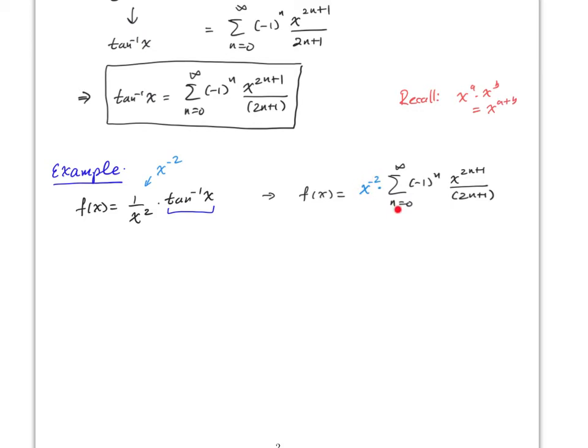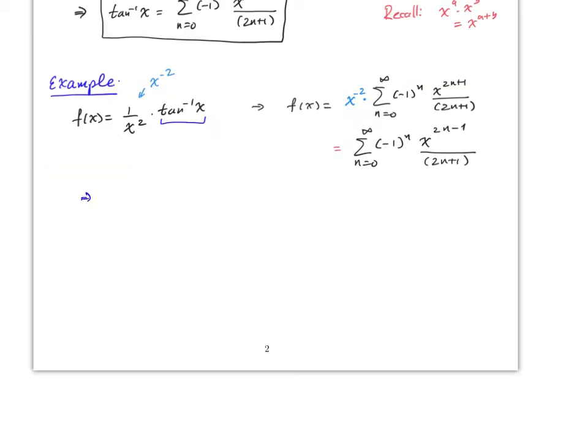Notice that the summation is with respect to n, not with respect to x. So you can put this inside and simplify, and this will give you the summation from n equals 0 to infinity of minus 1 to the n times x to the 2n minus 1. How do we get that? Well, 1 minus 2, using this rule, is minus 1. Everything divided by 2n plus 1.